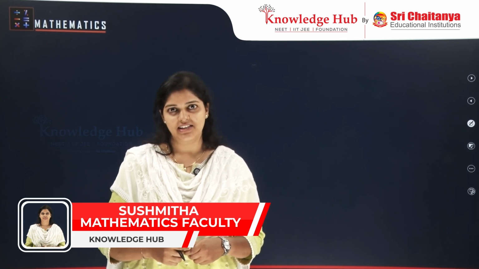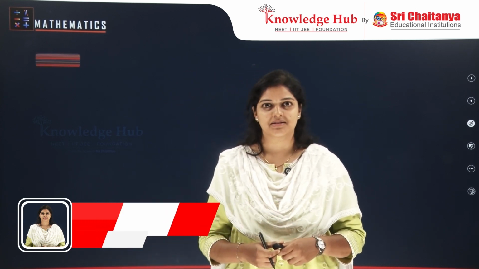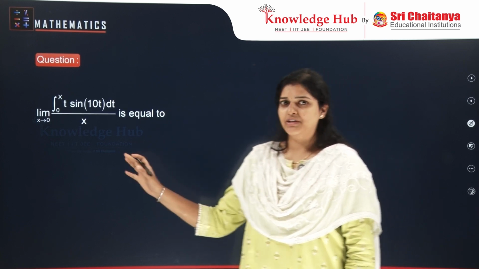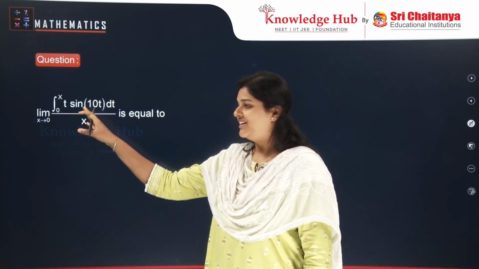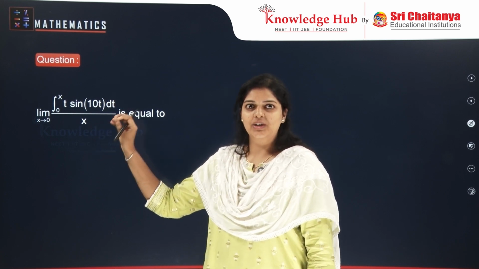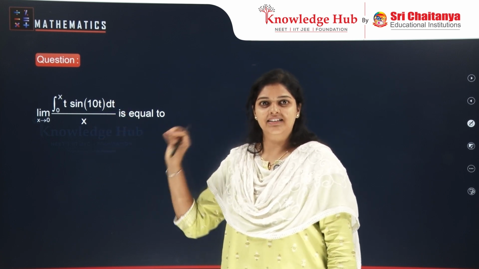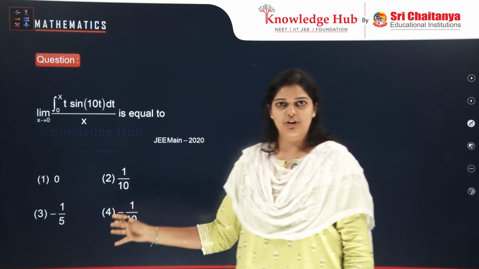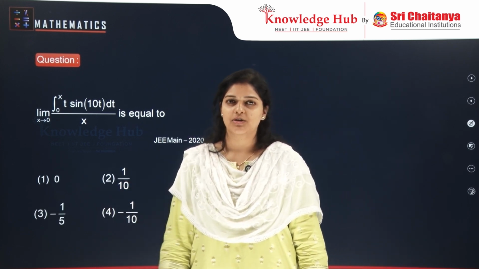So today let us see a question based on limits. So what's the question? Let's have a look. The question is based on limit x tends to 0, integral 0 to x t sine 10t dt divided by x. So this is a special question where integral is involved in it. This was asked in 2020 and you can see the options also. Let's try to see how to solve this.